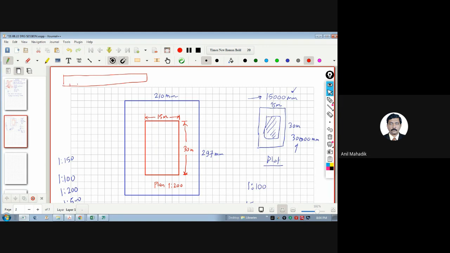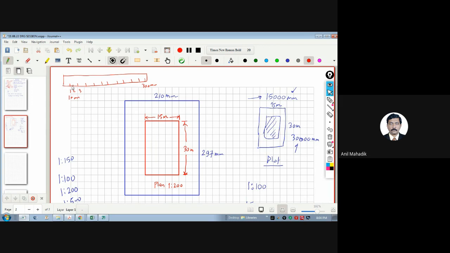So this is 1 centimeter, 2 centimeter, 3, 4, 5, 6, 7, 8, 9, 10, 11, 12, 13, 14, 15. So there are 30 centimeters actually. Let's say this is 1, 2, 3, and this is 30. 30 centimeters means 300 mm. 1 centimeter means 10 mm. So please use consistent units.